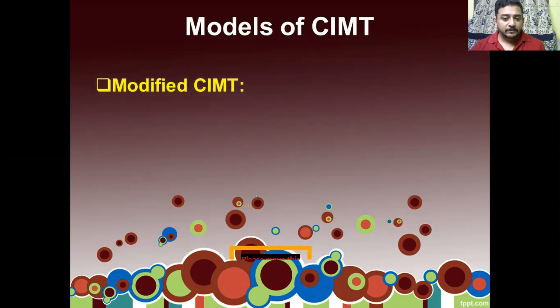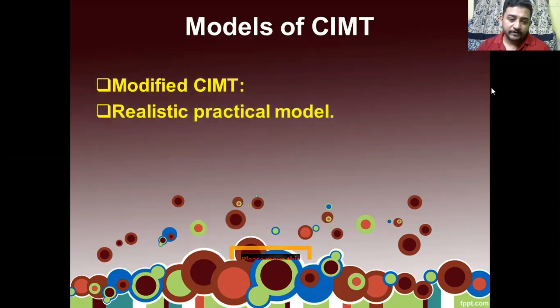The second model of CIMT is modified CIMT. Why did this modified CIMT have to come compared to the previous model? People who administered CIMT did not find that much success in all the patients they treated. They were able to find some results, but they were not able to generalize this for a wide variety of people. So they said, we have to come up with a model which is realistically practical.